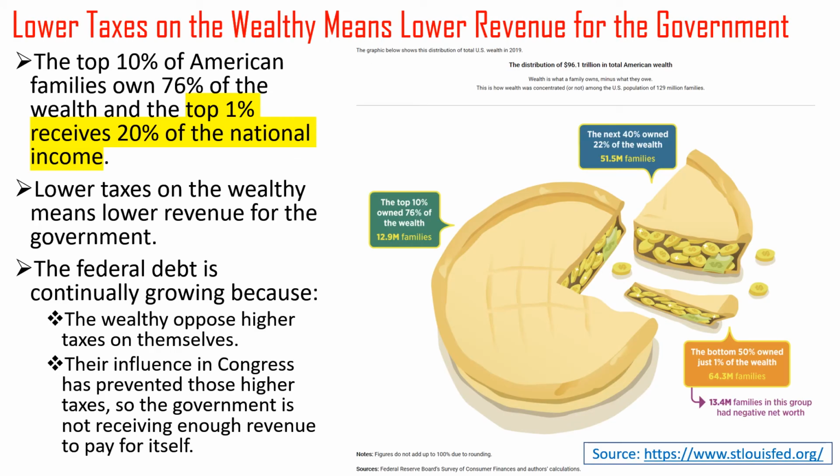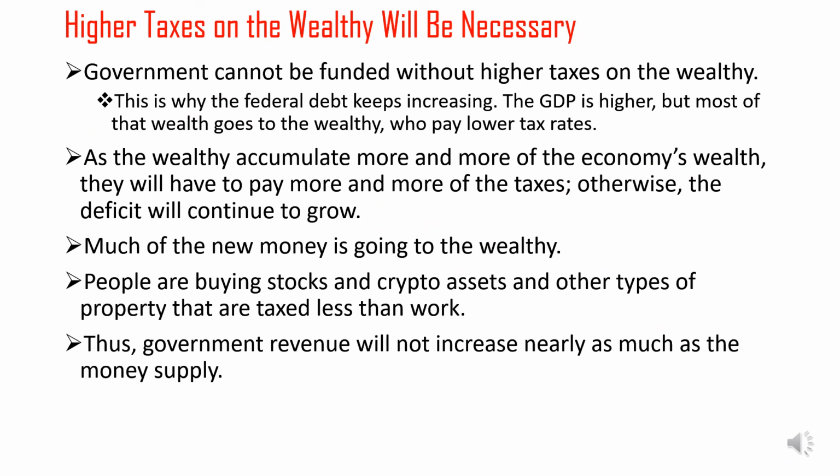The top 10% of American families own 76% of the wealth, and the top 1% receives 20% of the national income. Therefore, for any given amount of revenue the federal government receives, lower tax rates on the wealthy mean higher tax rates on the non-wealthy. Modern monetary theory is not the answer. Printing too much money has long-term, unpredictable consequences, and the deficit does matter, consuming more of the government budget as it increases. The only solution to this is to increase taxes on the wealthy.